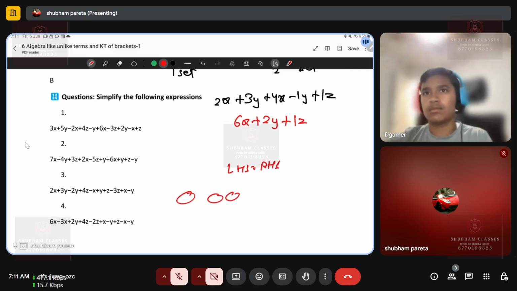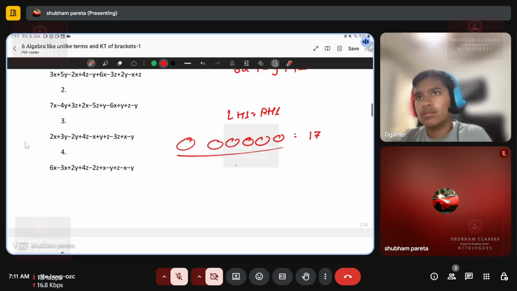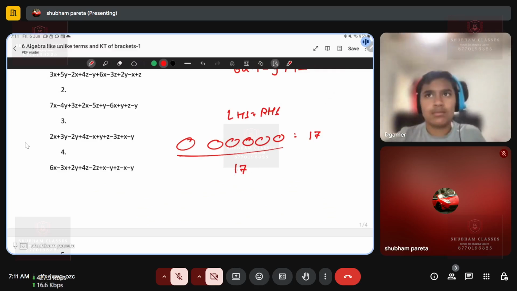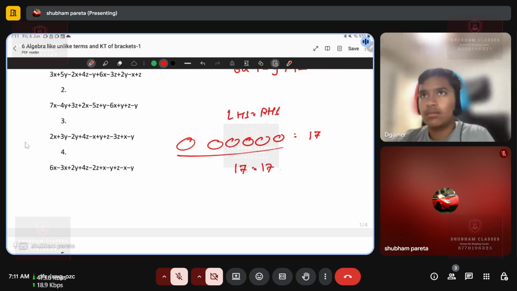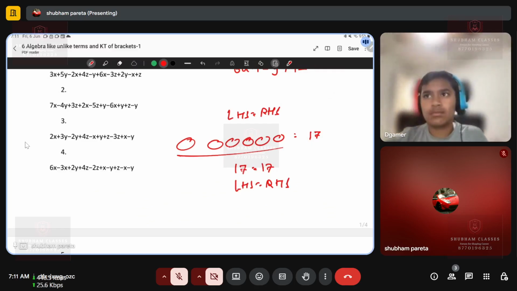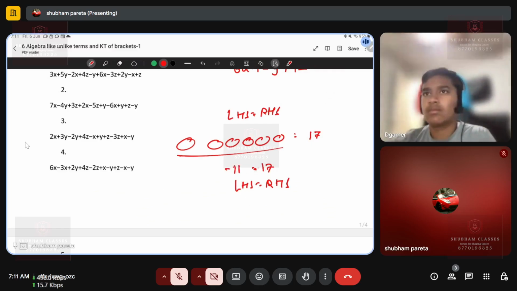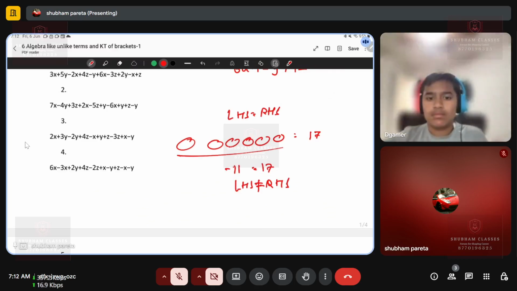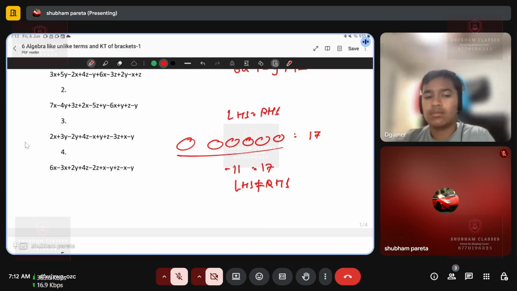Okay, for example, some number is written over here, and they are saying 17. After solving these questions, you are also getting 17. That means on the LHS we are getting 17, so 17 is equal to 17. That means LHS is equal to RHS. But in case you are not getting 17, you are getting minus 11, then in that case LHS is not equal to RHS. Okay, so in this way you need to solve, and everything otherwise will remain the same.